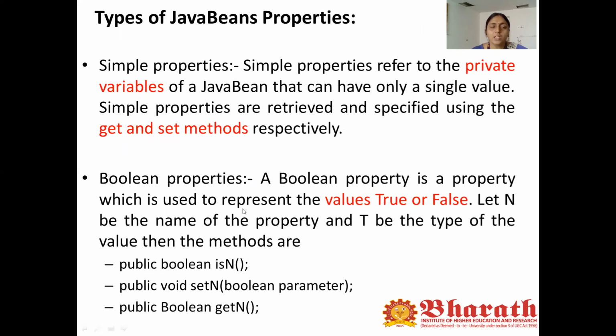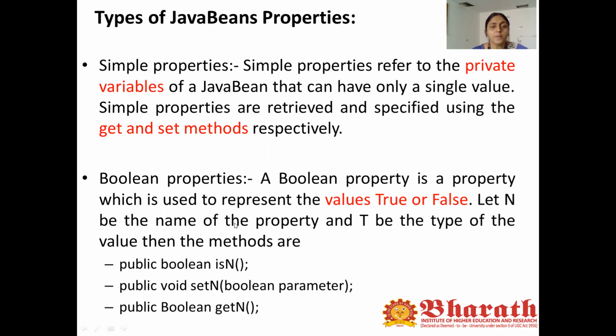And now we will see the properties of Java Beans. First, we will see simple properties. Simple properties refer to the private variables of the Java Beans which have only a single value. And the simple properties are retrieved and specified using the get and the set methods respectively.